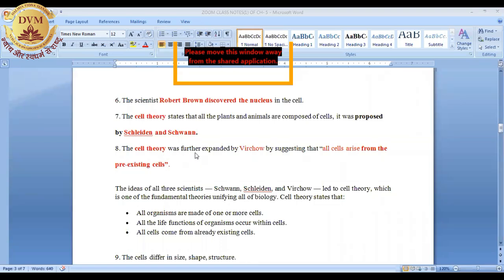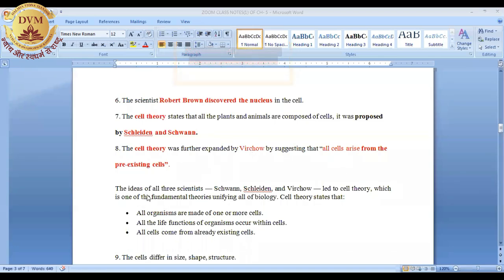The cell theory was further expanded by Virchow, by suggesting that all cells arise from pre-existing cells. What does it mean? He said that cells will not generate from anywhere. The new cells are always made from pre-existing cells. Pre-existing cells means the cells which are present, and the cells divide to make the new cells. So these three statements together are known as the cell theory, right?